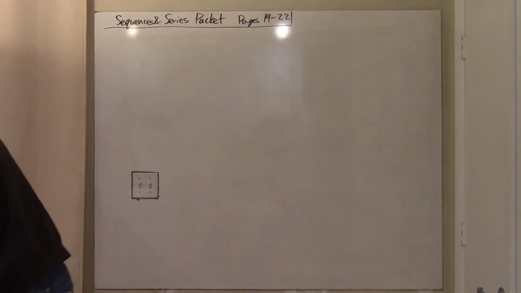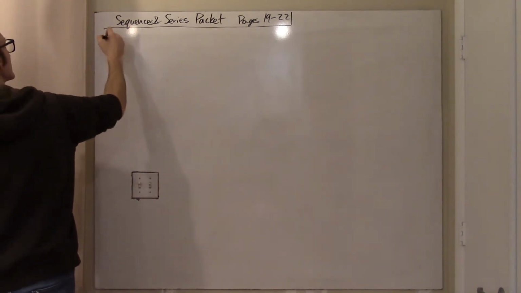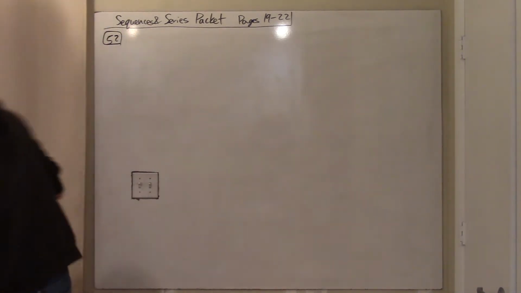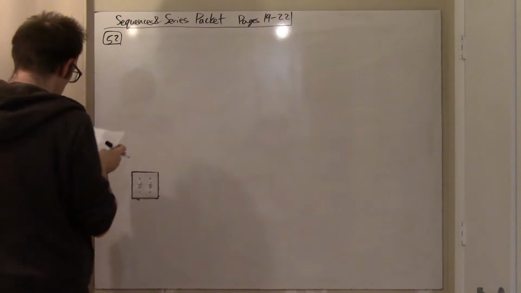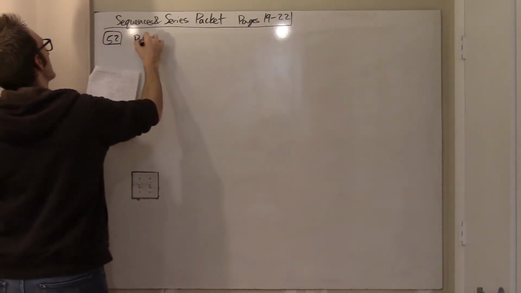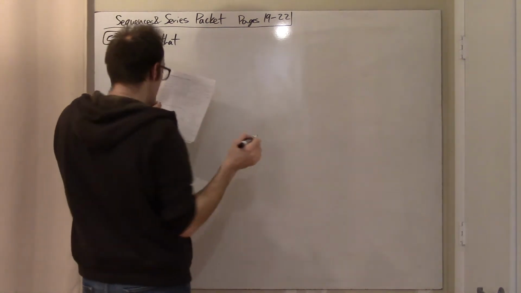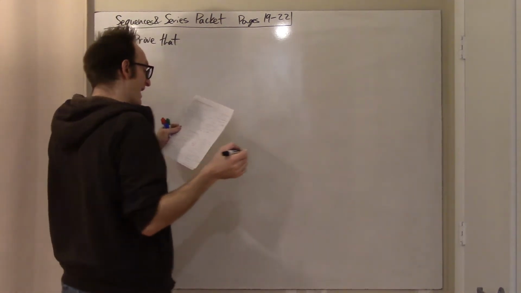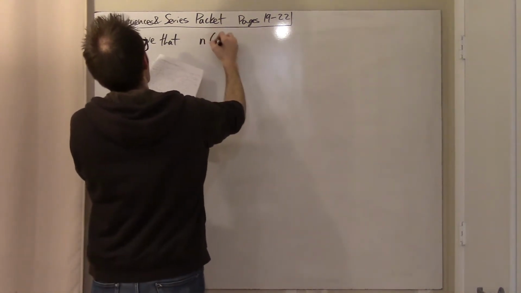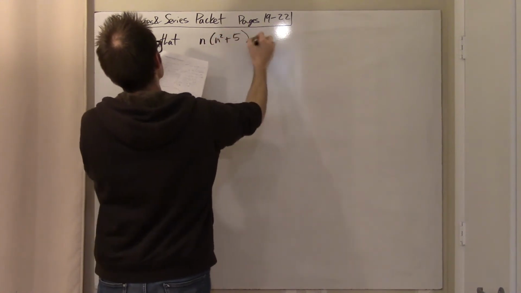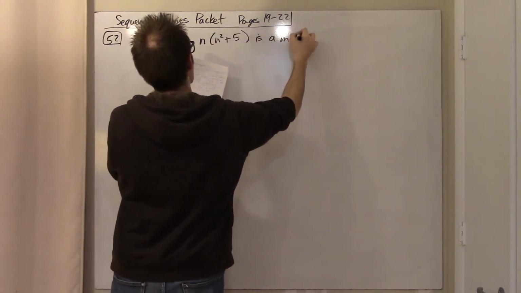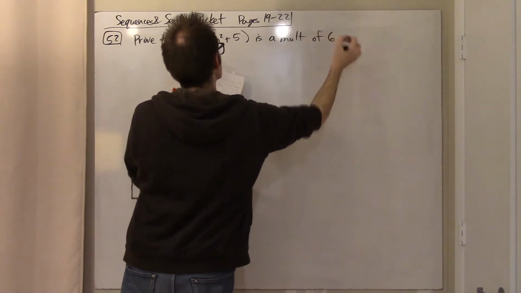Next, number 52. Use induction to prove that n times n squared plus 5 is a multiple of 6.